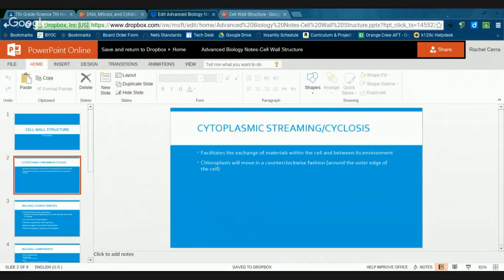The first thing I want to hit is a review of what cytoplasmic streaming or cyclosis is. Remember that we talked about it in the last lecture with mitosis and cytokinesis, but it's going to help facilitate the exchange of materials within the cell and between its environment, so inside and outside. When we get towards the end of this part of the lecture, we'll talk about specifically where in the cell membrane the exchange of materials occurs.